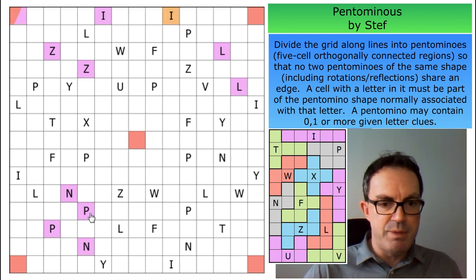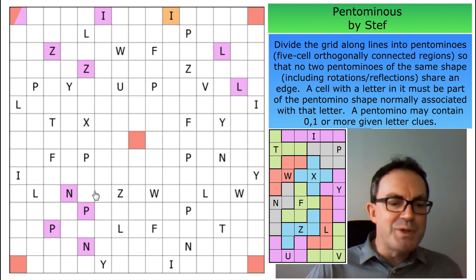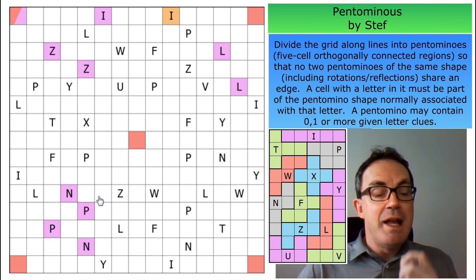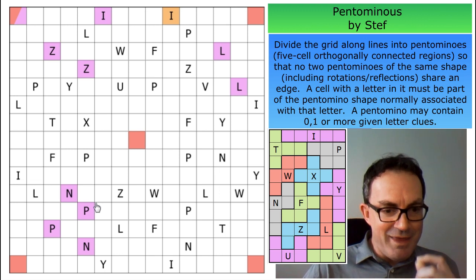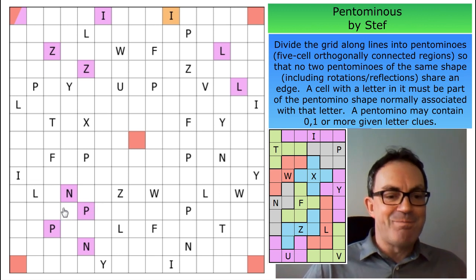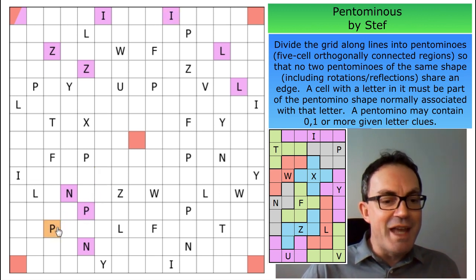N's and P's maybe... Oh, it's beautiful. It's just a beautiful idea. Hang on. I think I'm... Yeah, yes. At the moment, I've counted the N's and the P's as 2 pentominoes.